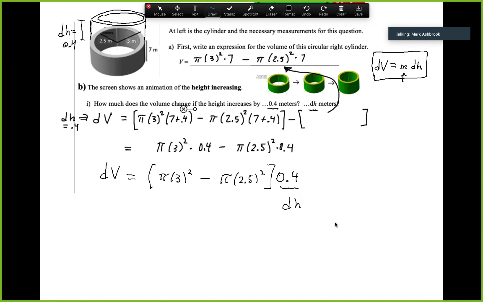So we've got it, right? What's the rate of change of volume with respect to height? Looking at it, we've got dV equals something times dh. What's the rate of change of volume with respect to height?